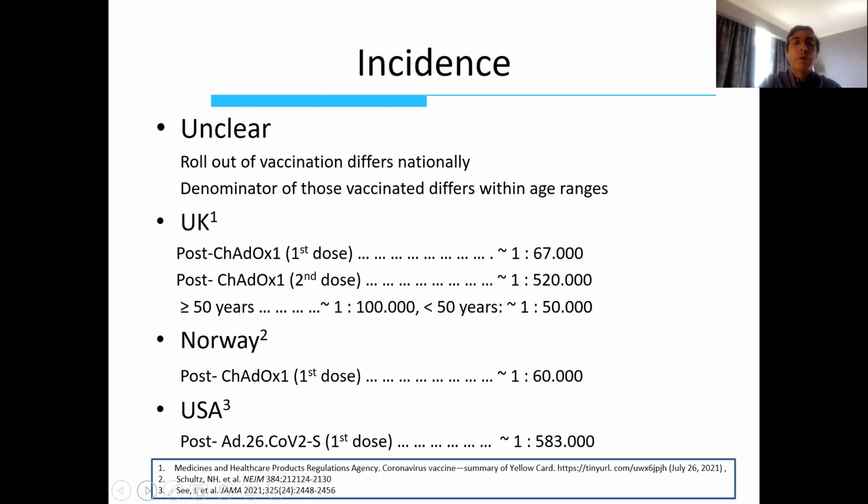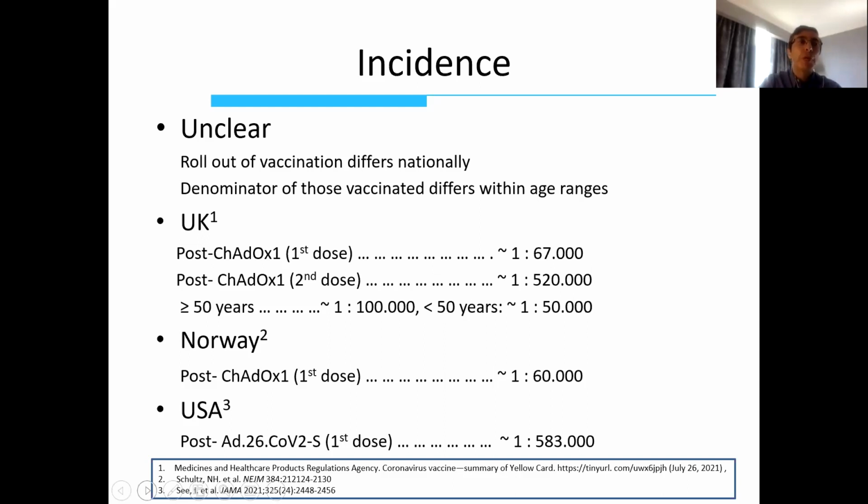Let's take a quick look at the numbers coming from the UK, for example, where intense scrutiny and surveillance has been occurring, similarly to Canada. So post first dose ChAdOx, the incidence quoted is around 1 in 67,000, and much rarer, as we had mentioned, almost 1 in 500,000 individuals exposed for the second time.